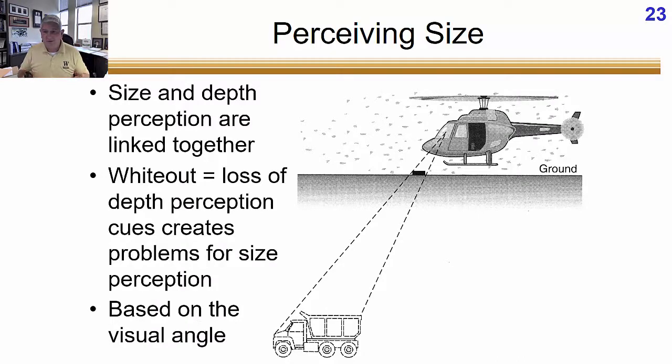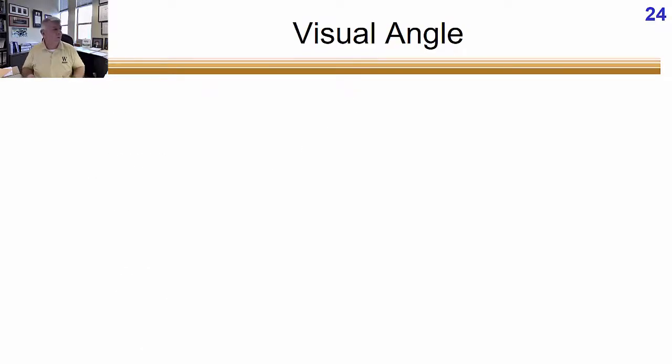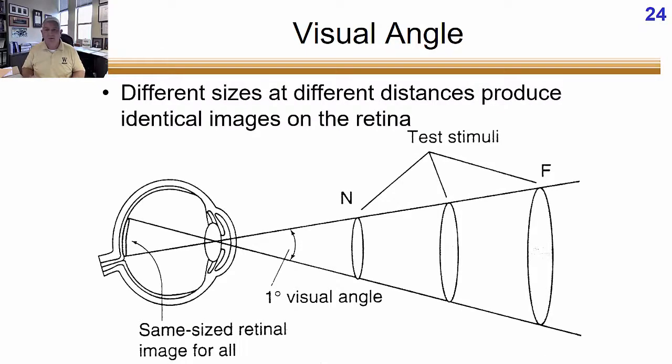So based on having similar visual angle, if the visual angle is held the same, that means the retinal image is held the same, then what affects our perceived size is our perceived distance from that object. So the visual angle becomes very important, and the fact that different objects of different sizes at different distances can produce the same visual angle, therefore making the same identical image in the retina, is that correspondence problem that we talked about last time, right?